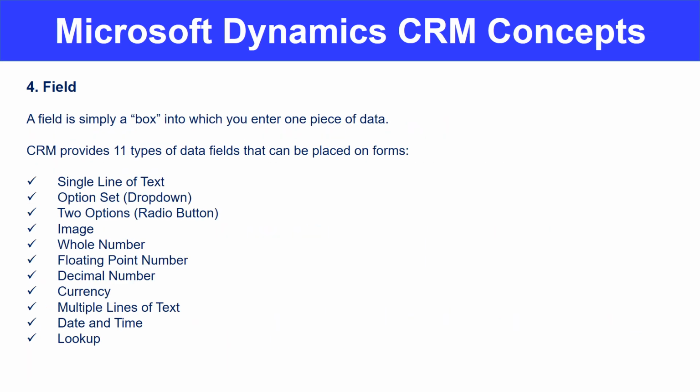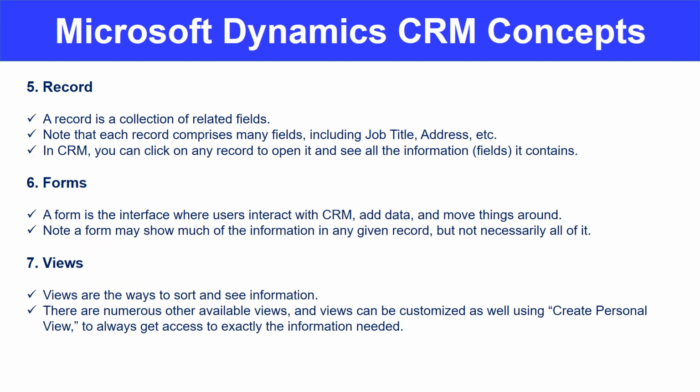Number 4. Field. A field is simply a box into which you enter one piece of data. CRM provides 11 types of data fields that can be placed on forms. Single line of text. Option set, drop down. 2 options, radio button. Image. Whole number. Floating point number. Decimal number. Currency. Multiple lines of text. Date and time. Lookup.